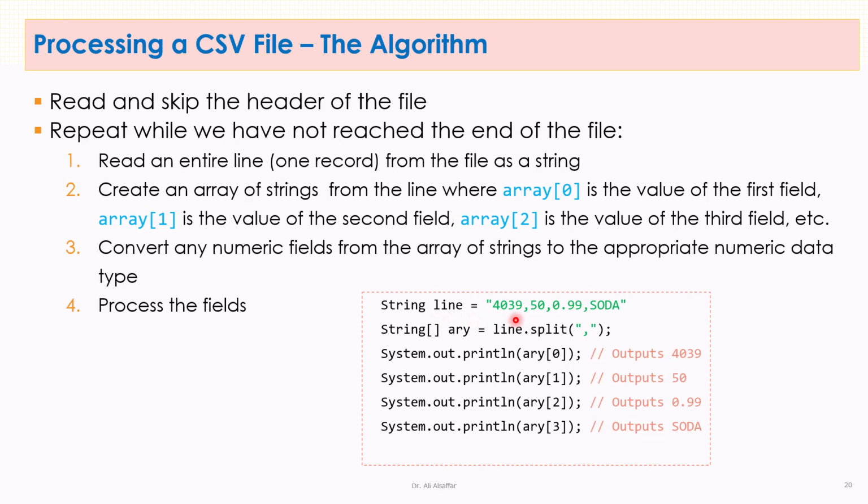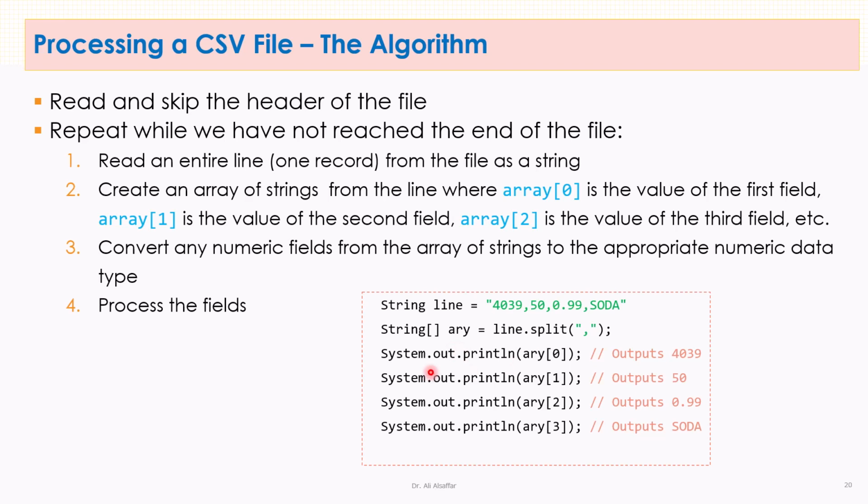So now how do we separate these fields and save them into separate strings? To do that, we are going to call the method split that is already defined in the String class, and we are going to supply the delimiter, which is the comma, as an input parameter to this method. After the method is called, it is going to return an array of strings, so that the first element will be for the first field, the second element will be for the second field, and so on.